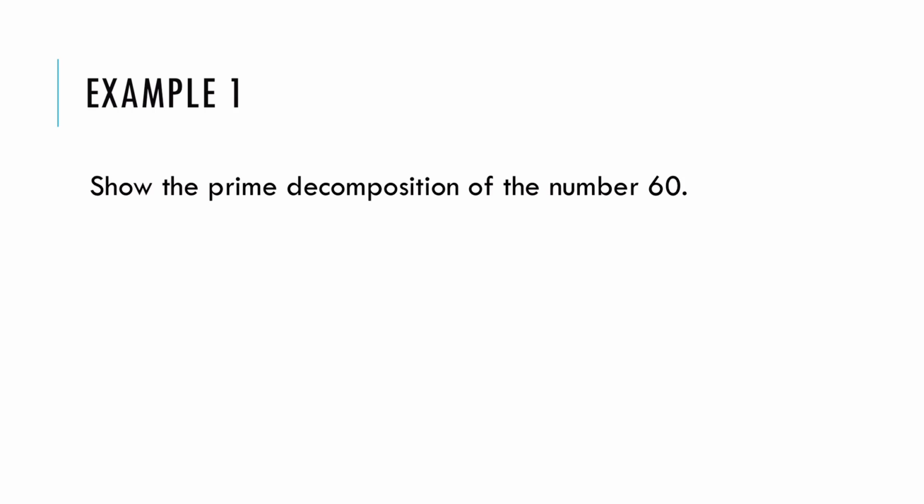Okay, so let's start. Starting with the number 60, we want to identify any two factors of 60. So two factors that come to mind are 2 and 30. Now, if any of these are prime numbers, I'm going to put a box around that and I'm going to finish there because I've found a prime number. 2 has only two factors, 1 and itself, so that is a prime number, so I'm finished with the number 2. I then want to look at 30 and break that down into any two factors.